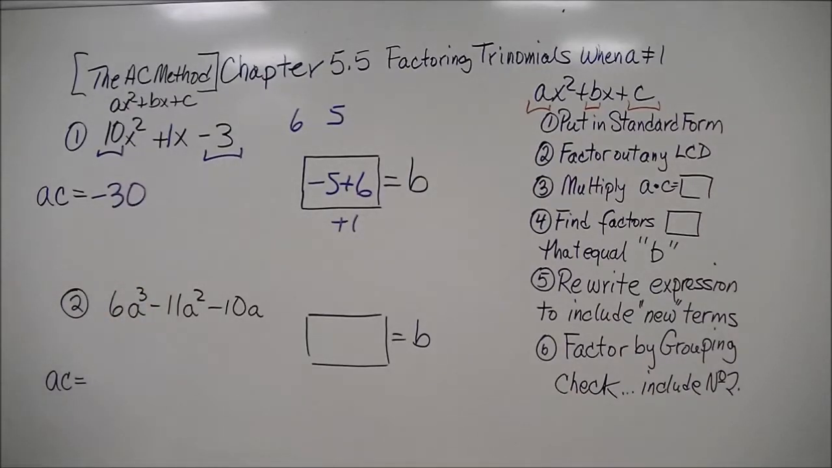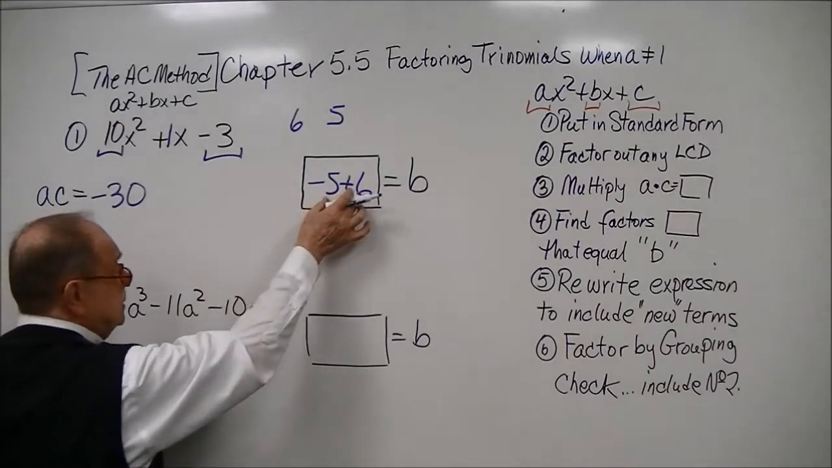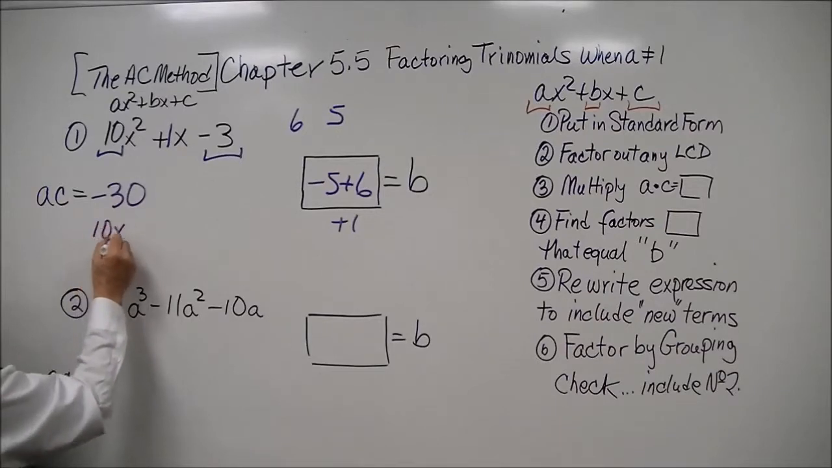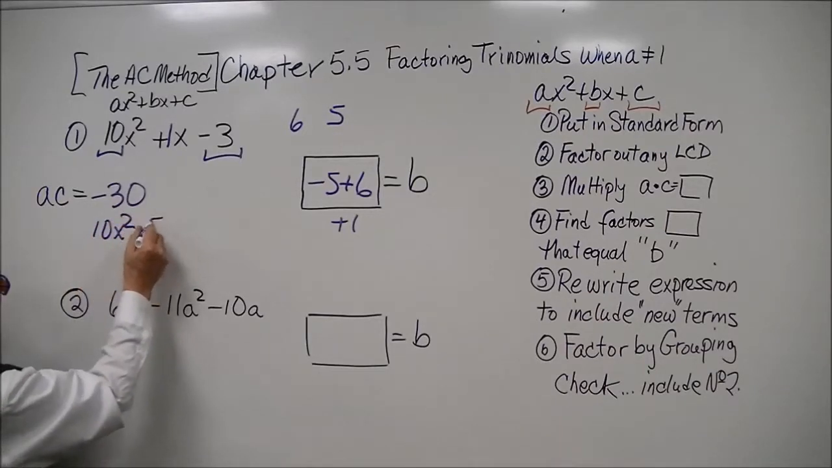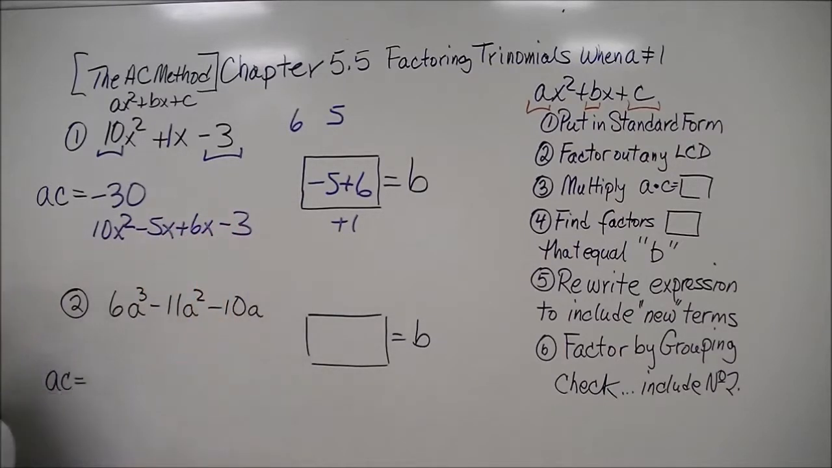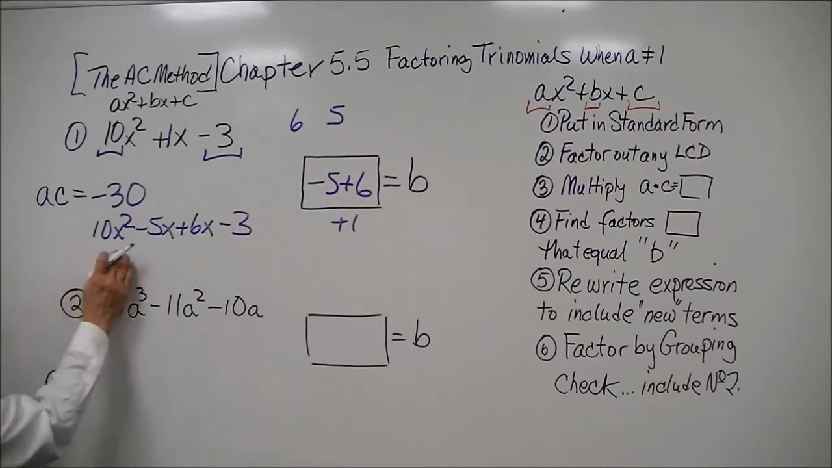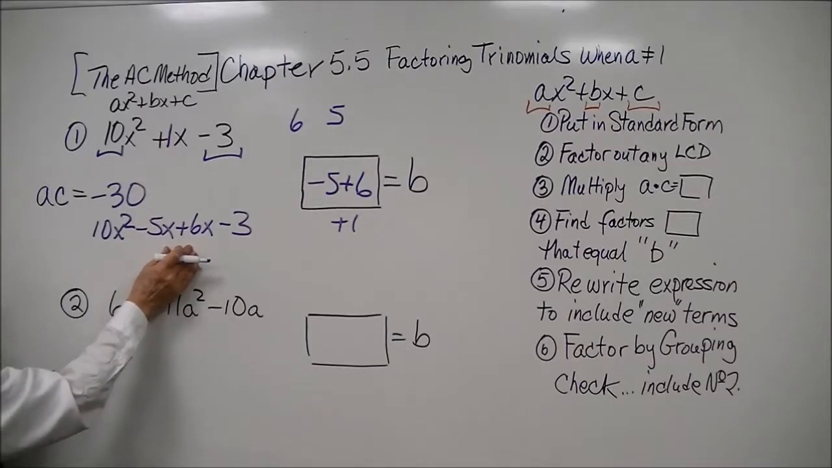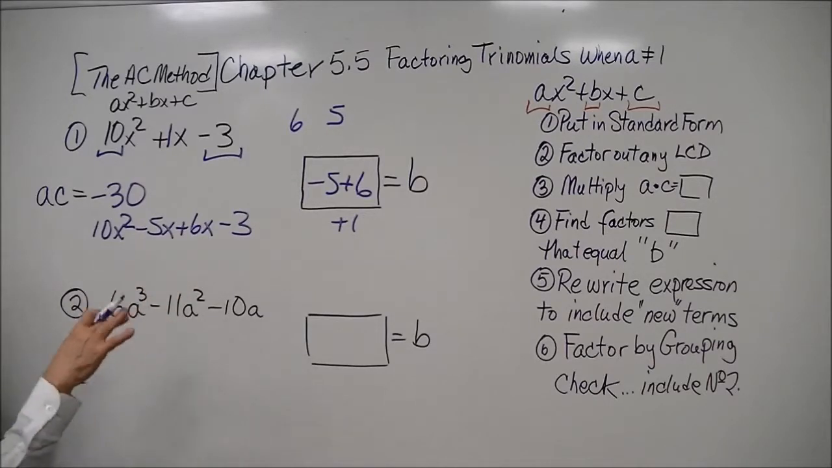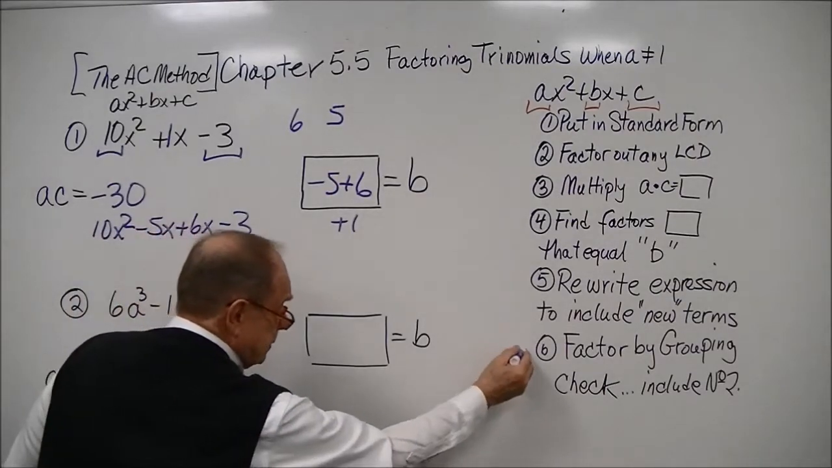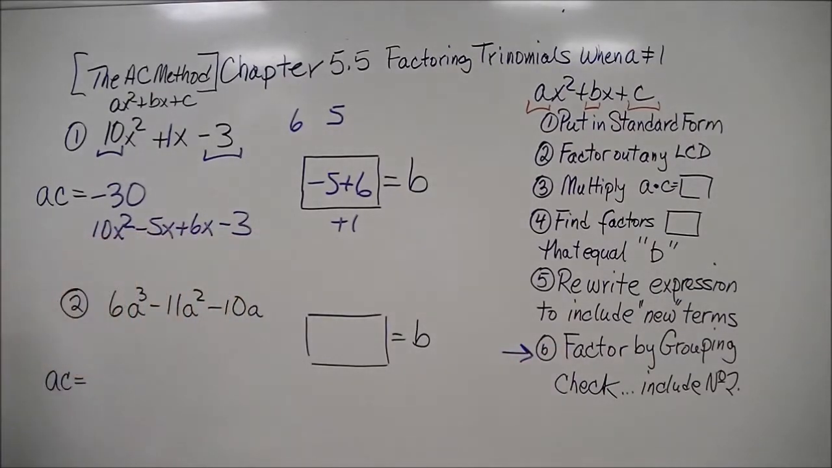Now we rewrite the equation using these 2 new factors for our b term. And it's just 10x squared minus 5x plus 6x minus 3. Now notice, this is actually the same as this, where we would have combined like terms. And you see what we're doing. We're kind of going backwards to something. And now we have a four-termed expression that we're going to factor by grouping.